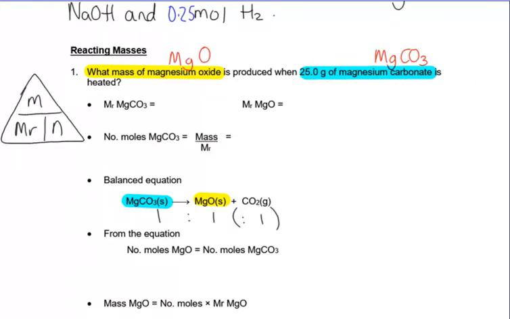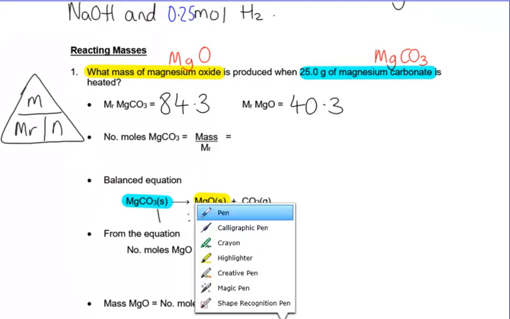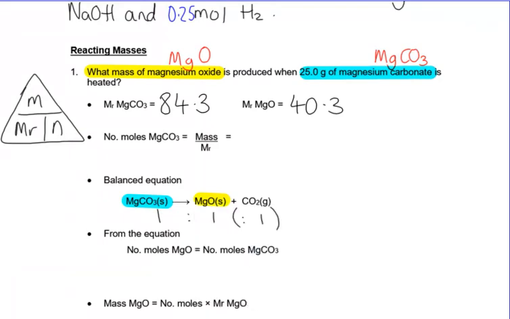So get out your periodic table, pause the video, add up the MRs of magnesium carbonate and magnesium oxide. And we should have got 84.3 and 40.3. So to work out the moles of magnesium carbonate, remember we're going to need the mass of magnesium carbonate, which was 25, and the MR of magnesium carbonate, which was 84.3. So again, on your calculator, work that out. Should have got 0.297.